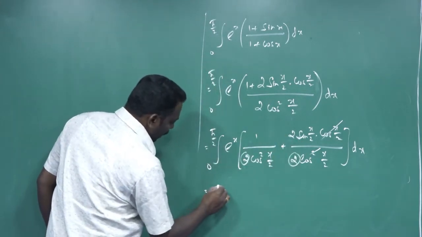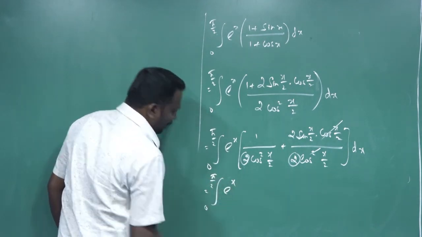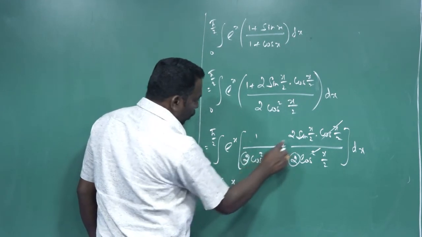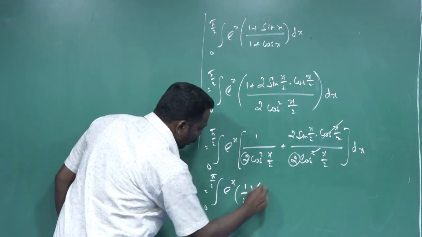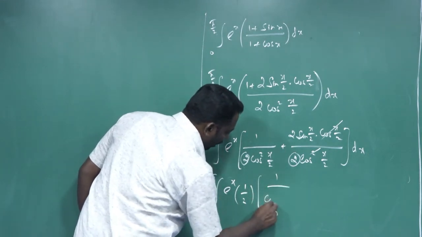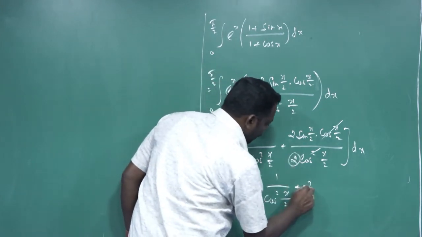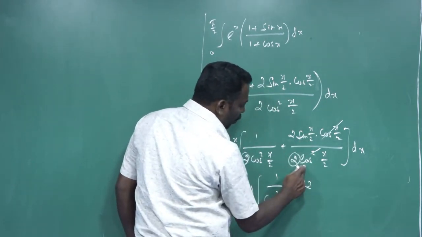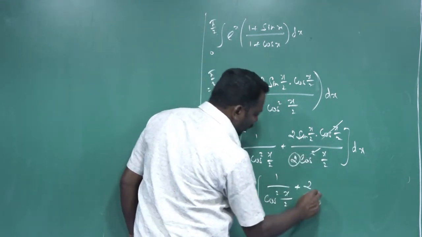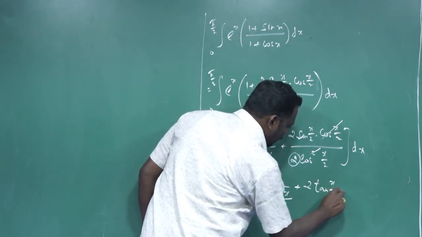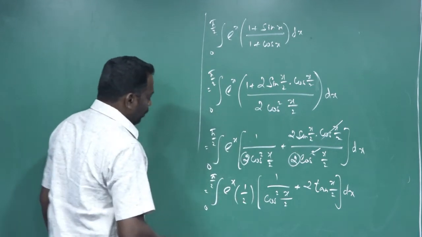Next line: integral from 0 to π/2 of e^x as it is. Now keep the 1 by 2 outside: 1/2 times the bracket of 1/cos²(x/2) plus 2 sin(x/2)/cos(x/2). One cos cancels, the remaining one gives sin by cos equal to tan(x/2), dx.